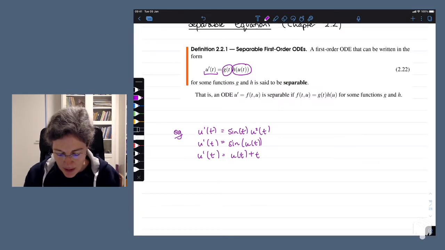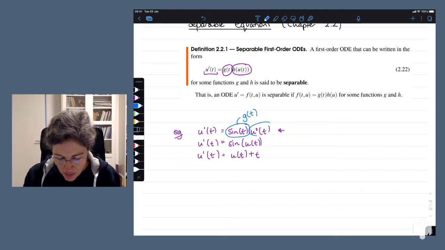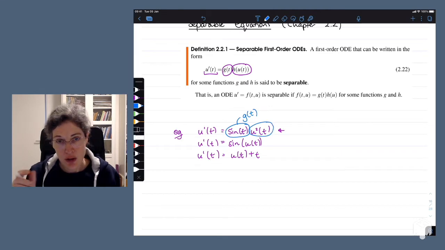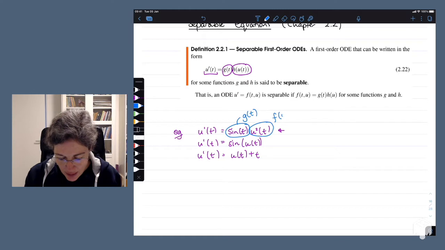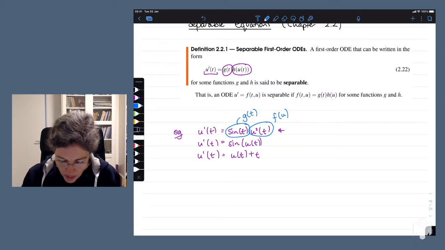So if we look at this first case over here, we've got derivative of u of t is sine of t times u squared of t. So notice that our first factor over here is explicitly a function of t, so that's our g of t, and over here we've got a function of u, so we would write this as f of u because there are no explicit t's. We don't know how u depends on t, all we know is that our second factor is u squared. Okay, so this is separable.